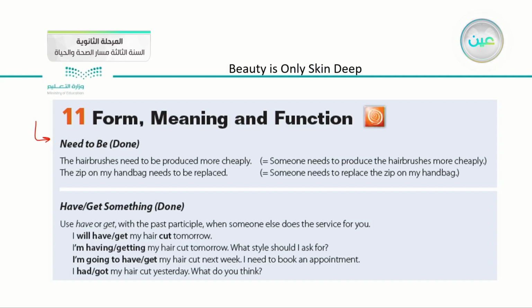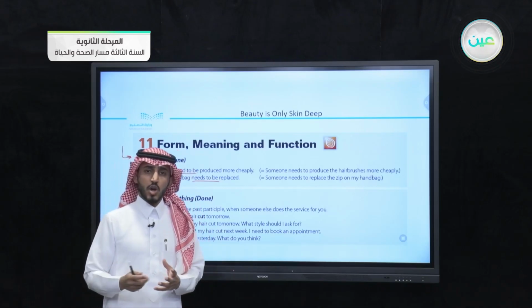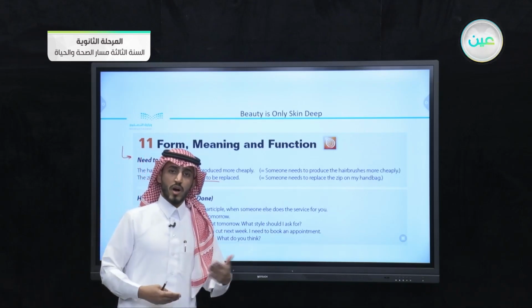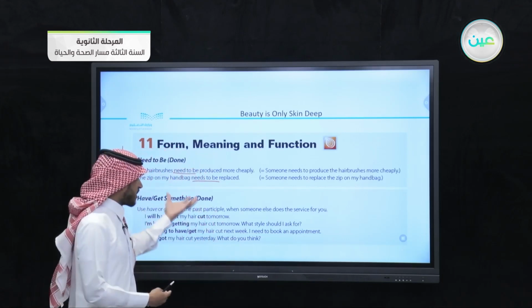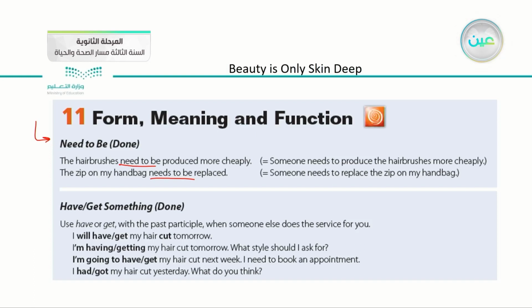The hairbrushes need to be produced more cheaply. The zip on my handbag needs to be replaced. When we say about something that it needs to be, that means we want someone to go and do that thing. For example, in the first sentence, the hairbrushes need to be produced. That means we want somebody to produce the hairbrushes more cheaply.